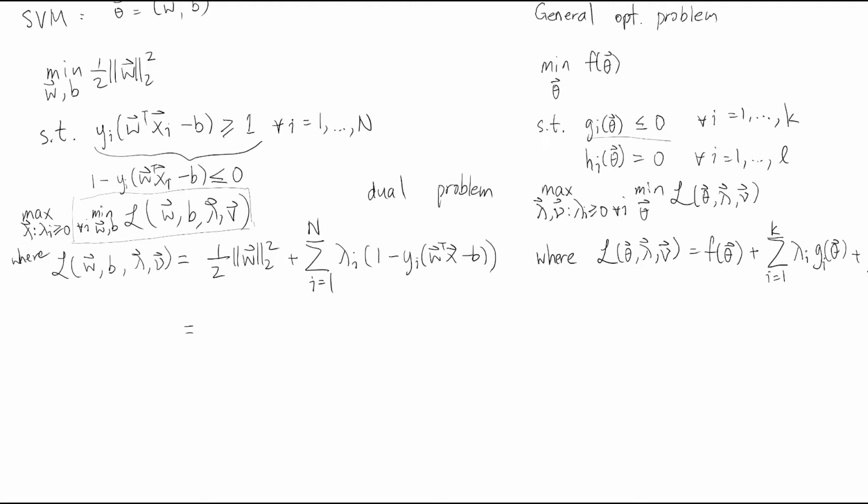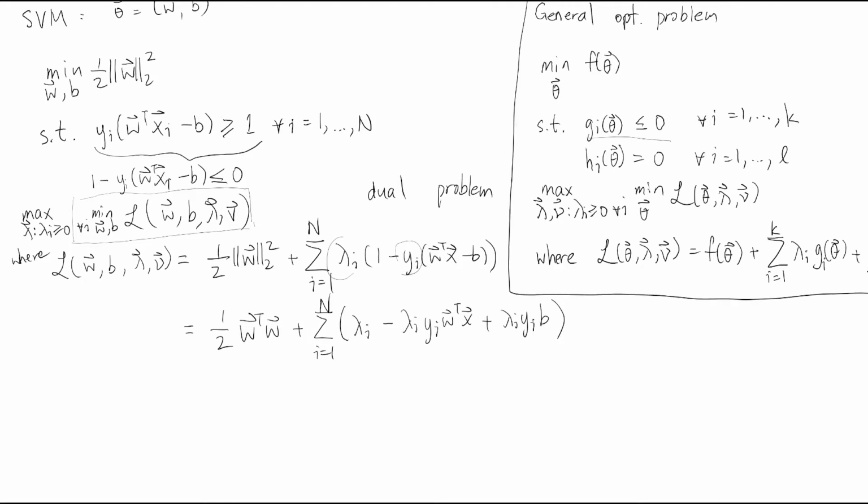So let's do a bit of simplification. Since we're going to be taking gradients, it's better to write out everything in terms of inner products. And then let's also expand the summation. So it's lambda I times 1 minus lambda I yi W transpose X minus B. I guess we can expand this out further as well. So lambda I yi W transpose X minus lambda I yi B. So it should be a plus because we have a minus and minus. Okay, so let's separate this general problem.